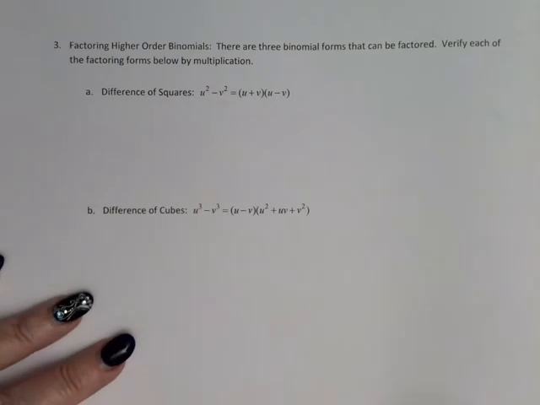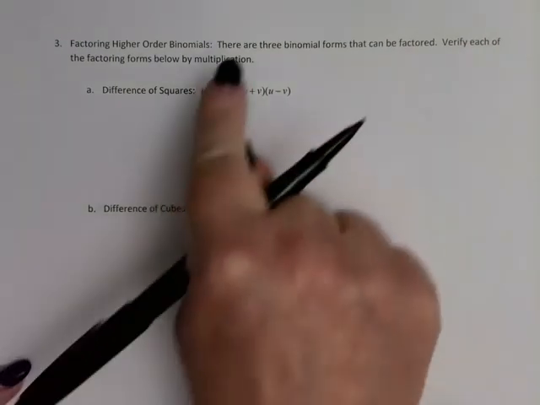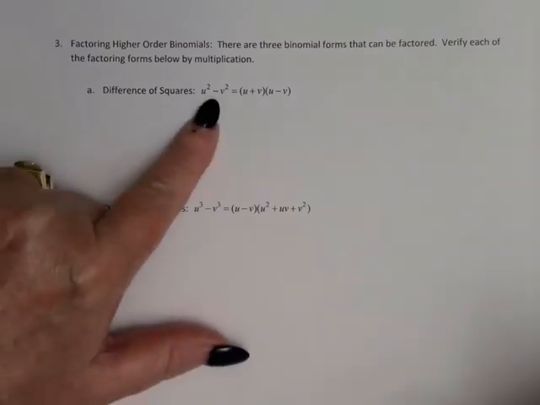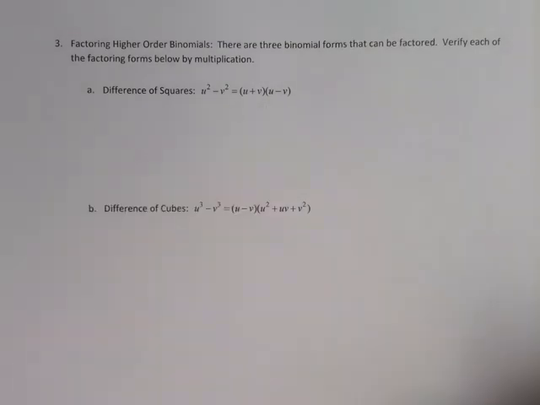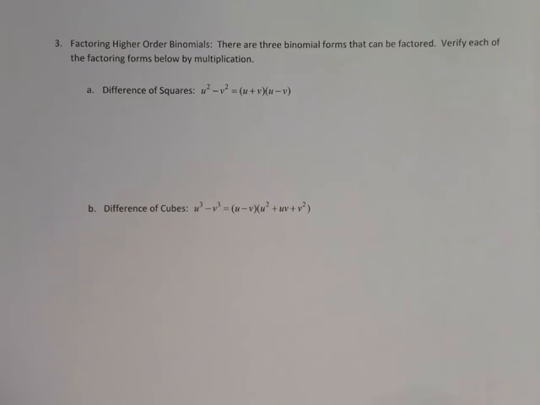All right, we have one more technique to review, and this is factoring the higher order binomials. There are actually 3 binomial forms that can be factored. One we're already familiar with, and the other 2 are going to be new to us. Our difference of squares we've seen before. U squared minus v squared is u plus v times u minus v.